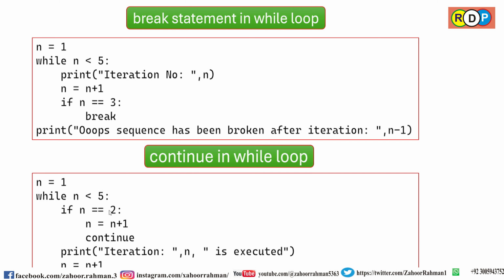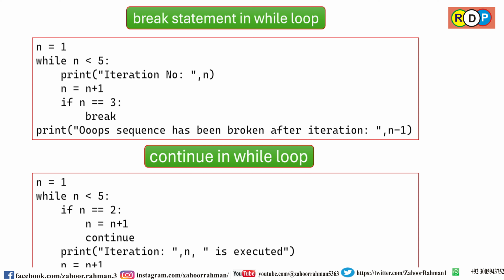So if n is equal to 2, not this case, that is 3. So it will come to print iteration number 3, and it will increment n is equal to n plus 1, and it will go directly to check again. n is 4, 4 is less than 5, it will print this iteration number 4. So only iteration number 2 will not be executed.